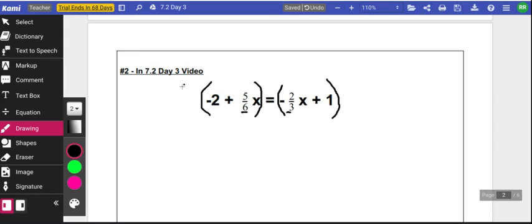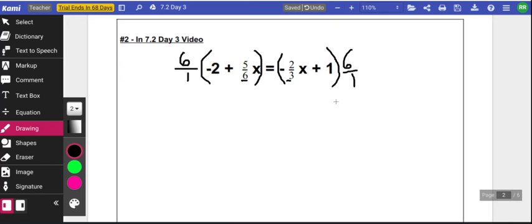So let's multiply the left side by 6, or 6 over 1, and the right side by 6, or 6 over 1. So notice how I multiplied both sides of the equation by the same thing, by 6. Now let's follow the 5 steps to solve equations.